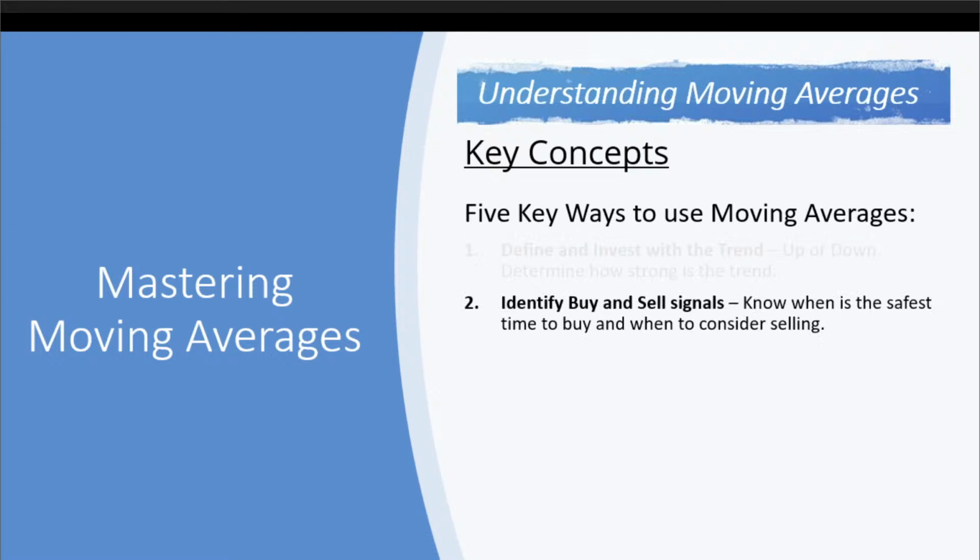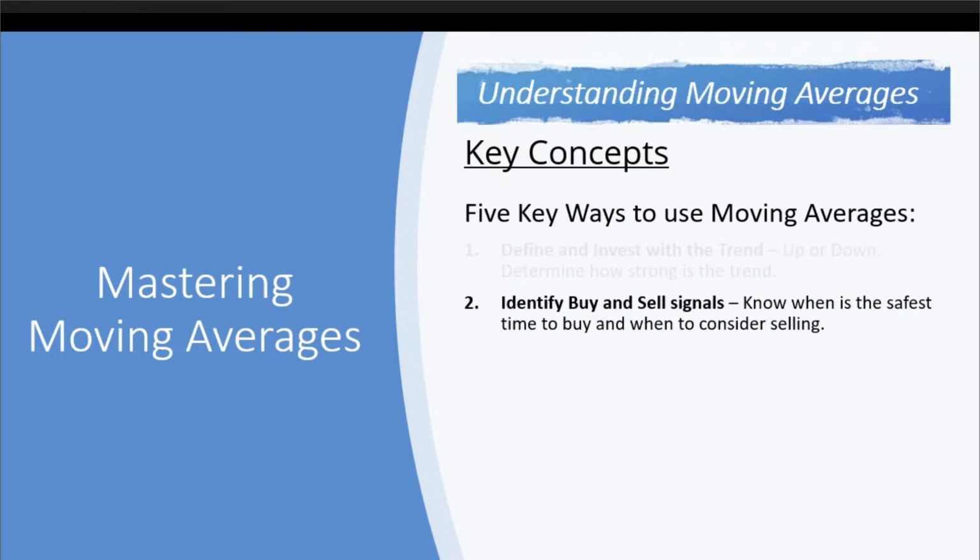Number 2, moving averages identify buy and sell signals. Very, very straightforward. You know when it is the safest time to buy and when to consider selling. So price crossing above a moving average is a bullish buy signal. Price crossing below a moving average is a bearish sell signal. If you're a short-term trader, price crossing below the 20-day simple moving average might be a sell signal for you, right? But if you're a long-term investor, that's not a crossover that you're going to pay attention to.